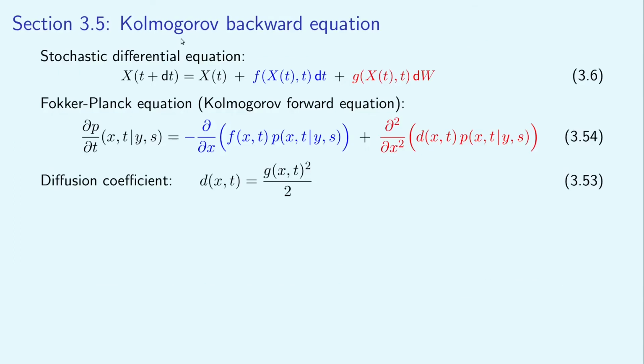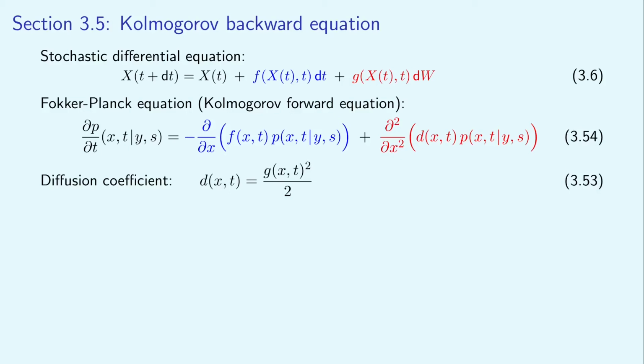To derive formula 363, we will use the Kolmogorov backward equation derived in section 3.5. Considering the stochastic differential equation 3.6, we have previously derived the Fokker-Planck equation, which is also called the Kolmogorov forward equation in the literature. I have written it here in this form, where I use the diffusion coefficient defined as g squared over 2. We have previously written the Fokker-Planck equation as an equation for the probability density function p(x,t).